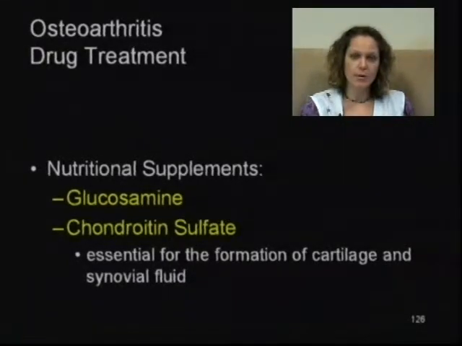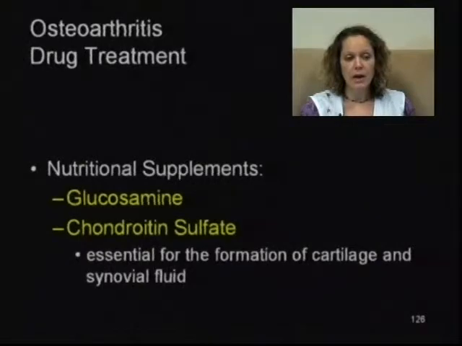The nutritional supplement I mentioned earlier, glucosamine, chondroitin sulfate, is essential for the formation of cartilage and synovial fluid. Some folks take this and swear by it. They say that it works great for them. It has helped their pain tremendously. Others say that it is not effective. Maybe something else works for you. So we need to find out whatever it is that's effective for that patient and encourage them to stay with that treatment.